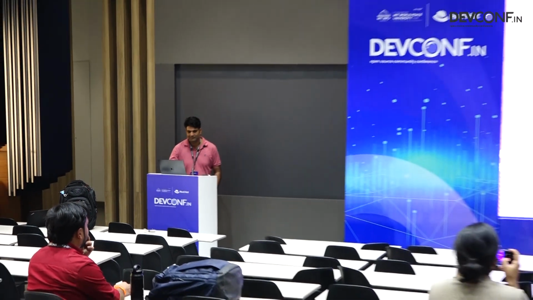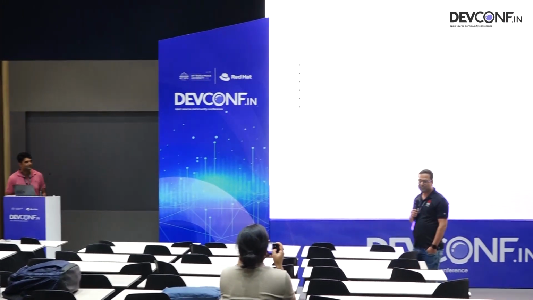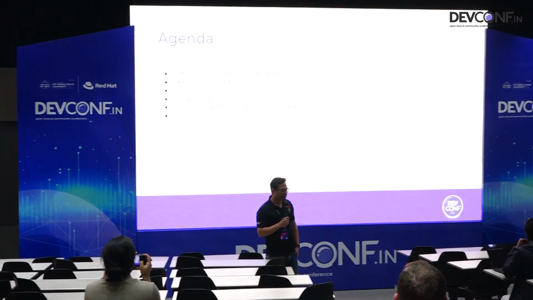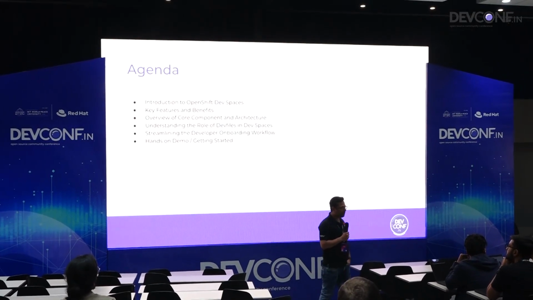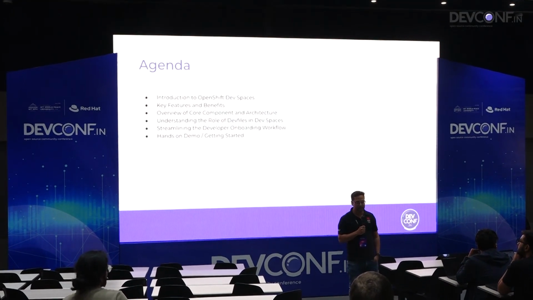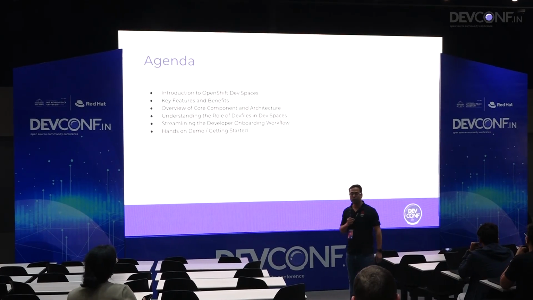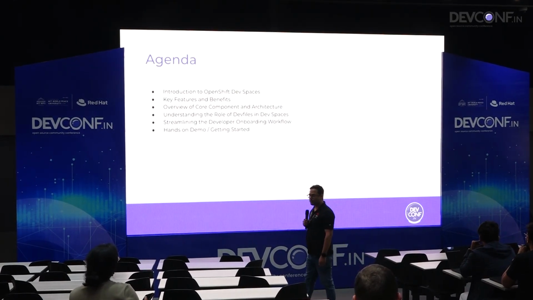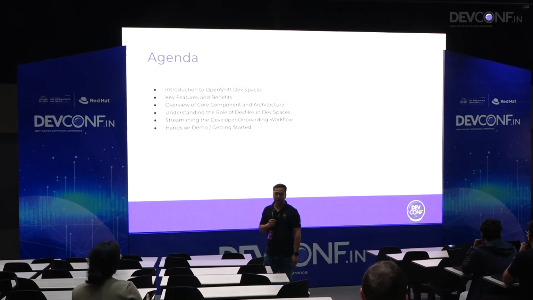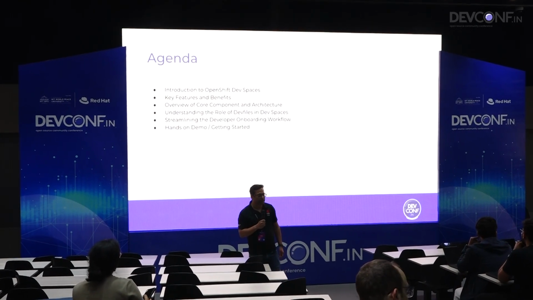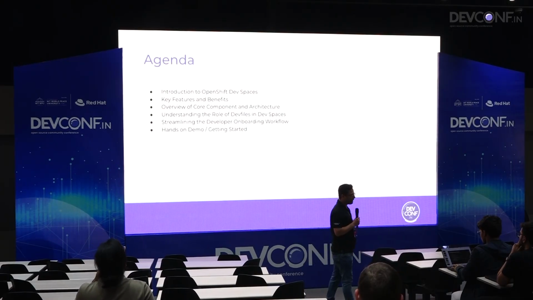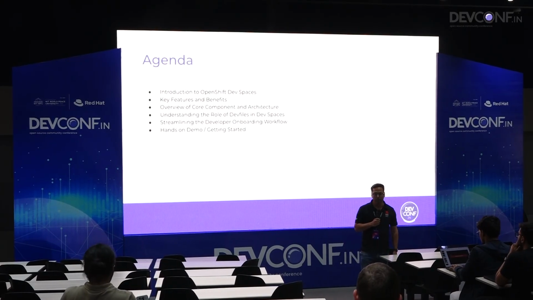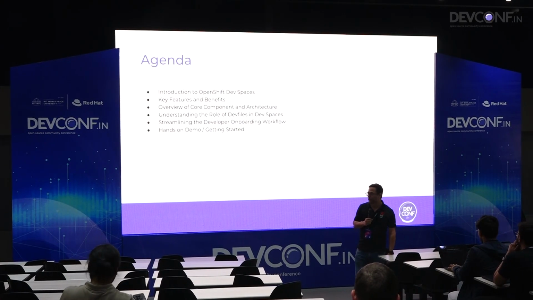Okay, I hope the session will be interesting for you and you will get some meaningful insights from this. This is the brief agenda that we are going to talk about. Introducing what OpenShift Dev Spaces is, what are some of the core components and architecture, what is the role of dev file, and how do we modernize or streamline the developer onboarding workflow using OpenShift Dev Spaces. And at the end, we also have a small demo to showcase how this actually works.